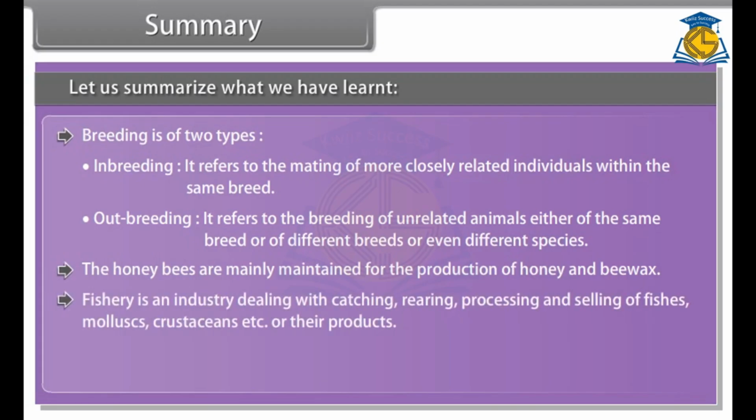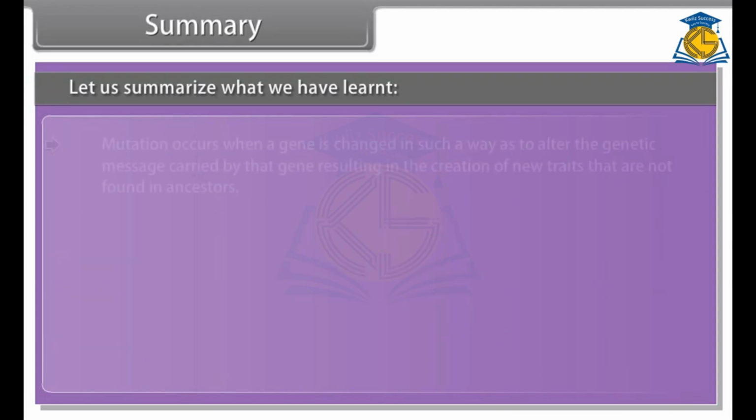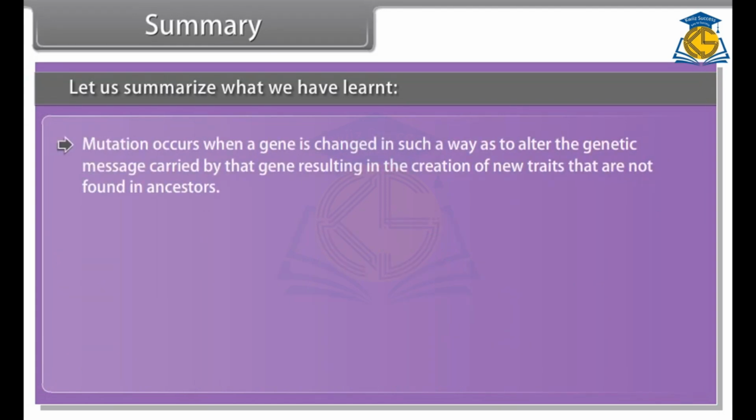Fishery is an industry dealing with catching, rearing, processing and selling of fishes, mollusks, crustaceans, etc. or their products. Plant breeding is the branch of science which deals with changing genotypes of the plants to adapt them to the service of human being. Mutation occurs when a gene is changed in such a way as to alter the genetic message carried by that gene, resulting in the creation of new traits that are not found in ancestors.